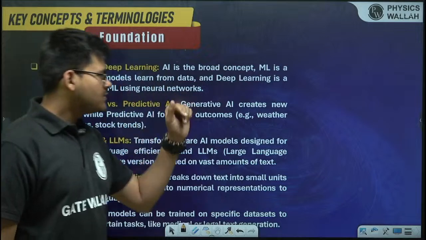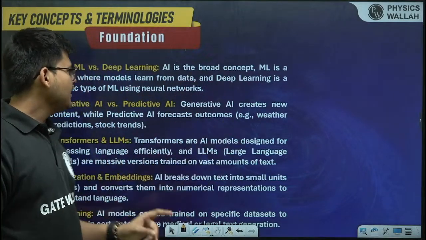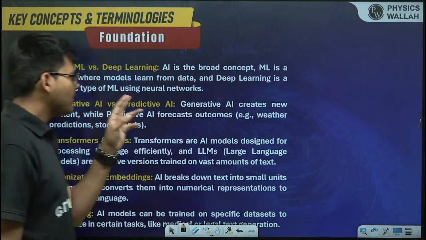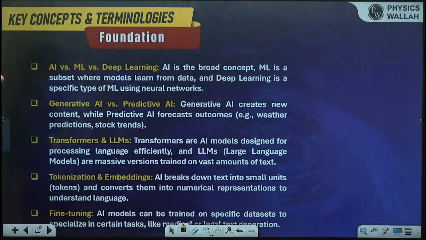Okay, so this is the major distinction. AI is the broad concept, ML is a subset where models learn from data, and deep learning is a specific type of ML using neural networks. Okay, so this is the major thing.